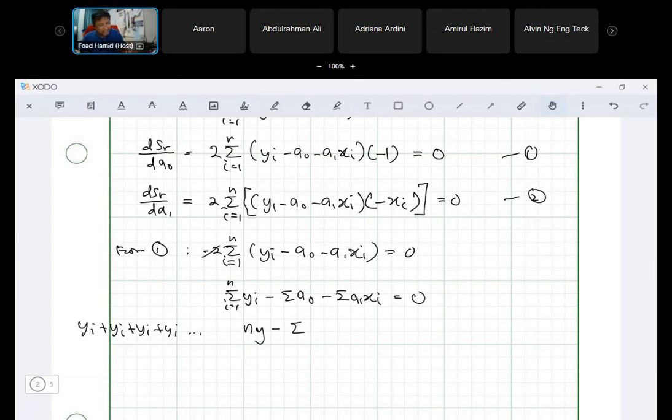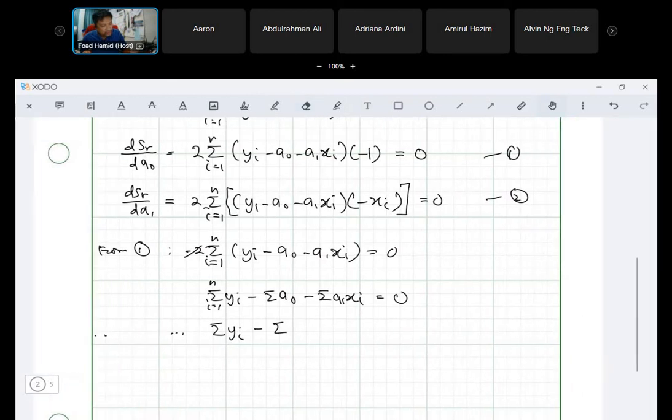Note that I cannot do n y here because y is a different value. Y is not a constant. Y is our variable here. y1 might be different than y2, might be different than y3. So then this is just summation of yi. And this one is a naught plus, sorry, this is wrong. The idea here is wrong.